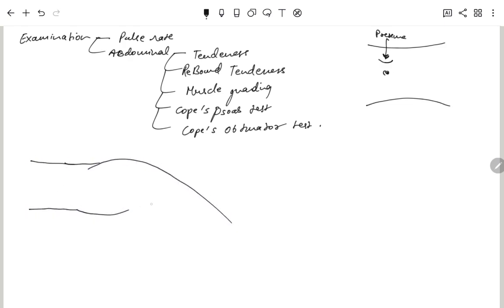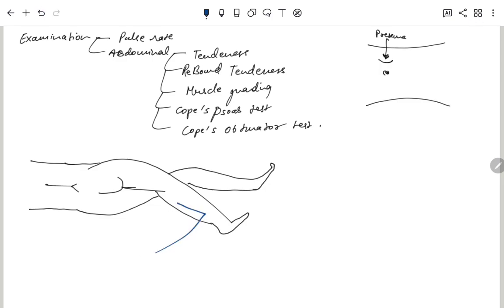In Cope psoas, the patient lies on his left side, and the examiner then extends the patient's right thigh. It causes stretching in the iliopsoas muscle. If the patient experiences pain, then the test is called positive, and it is positive in retrocecal appendicitis. If you have to check for the retrocecal appendicitis, then Cope psoas test is performed, as you can see in the image.